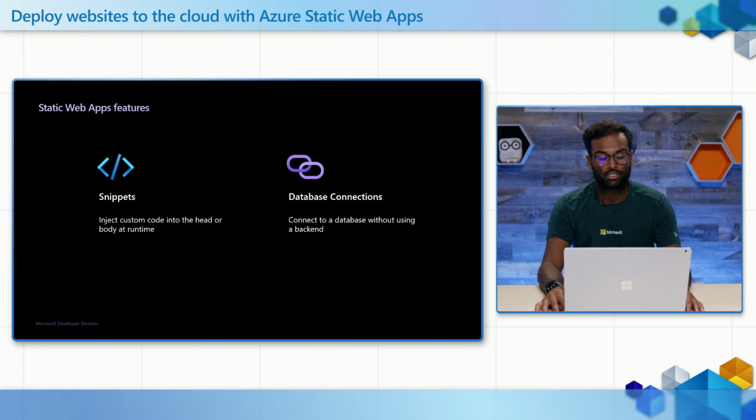The two features that I want to highlight today are snippets and database connections. So currently, snippets inject custom code into the head or body at runtime of your deployment of Azure Static Web Apps. Similarly, database connections connect to a database without using a backend.